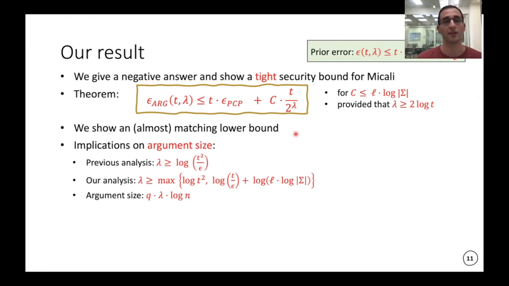And as I promised, this has implications on the argument size. Using the previous analysis, if we wanted T epsilon security, we had to set lambda to be log of T squared over epsilon. This is what you get if you require the success probability to be at most epsilon. Using our analysis, we can set lambda to be the maximum of these two expressions, but you can see that it's smaller than this expression. So depending on the values of T and epsilon, lambda has to be only log T squared and not log T squared over epsilon. And again, this gives us a smaller argument size because, as we said before, the argument size is q times lambda times log n. So these two things are like a constant, and we are making lambda better. Any factor that we improve here, we gain the same factor in the argument size.